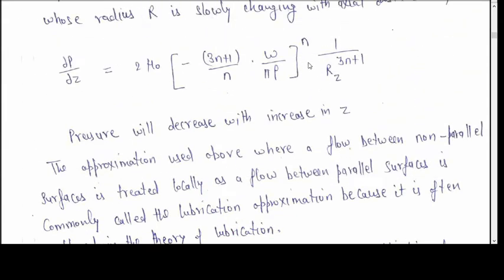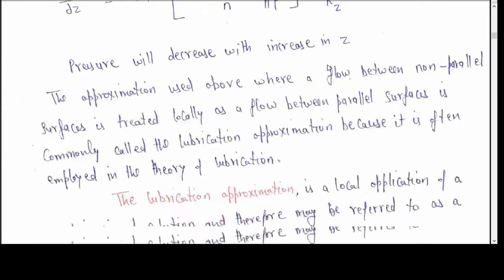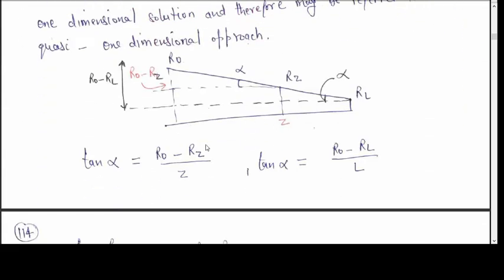Now we have here this R_z, so we want to find the expression for R_z. If we draw the tube, this is the center line. At the exit, the radius is R_L. At the entrance, your radius is R0. So we can find here this particular bigger triangle, this one.